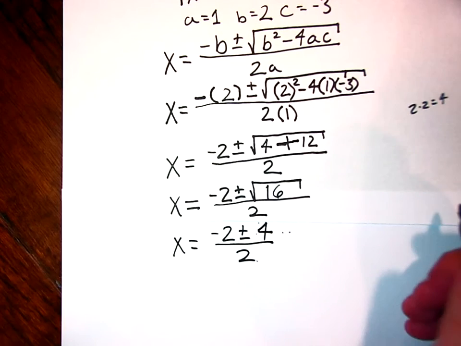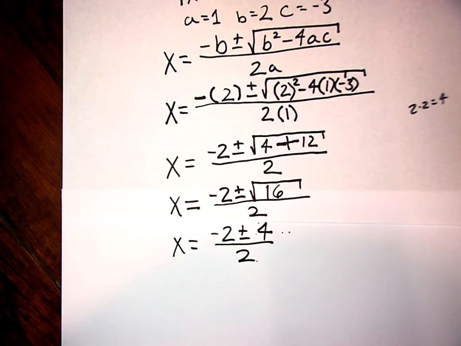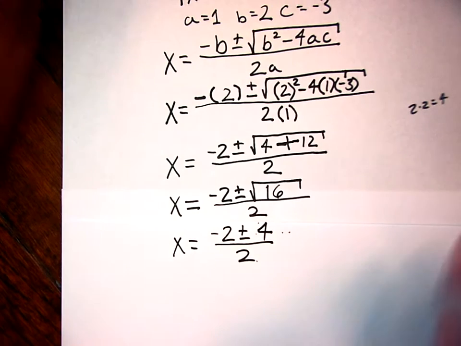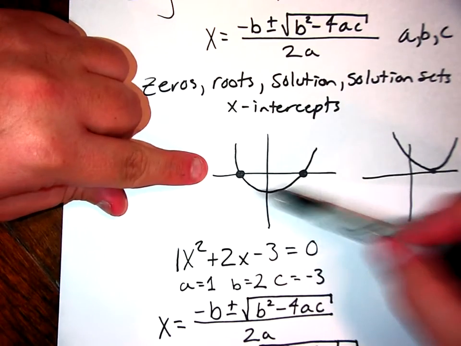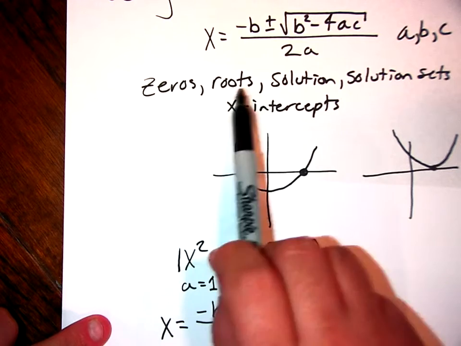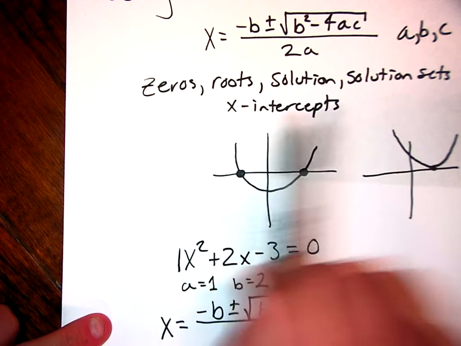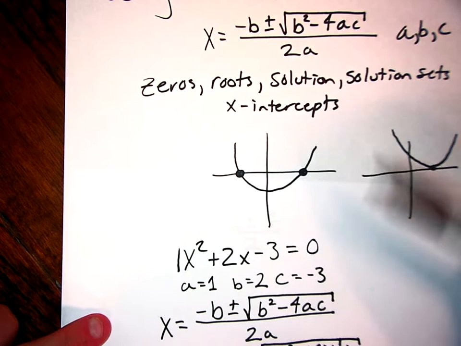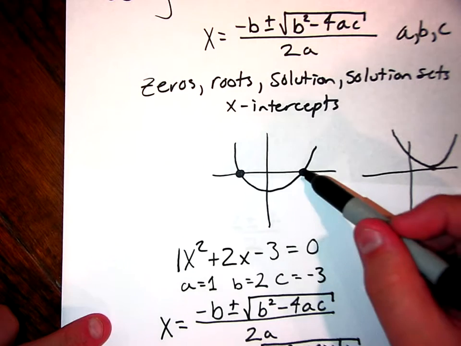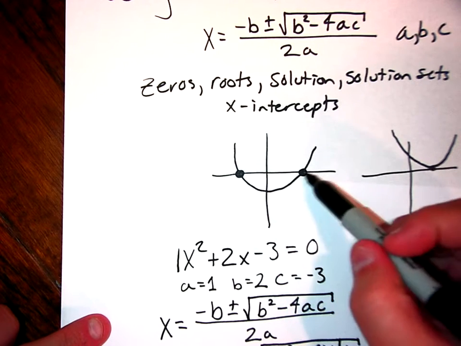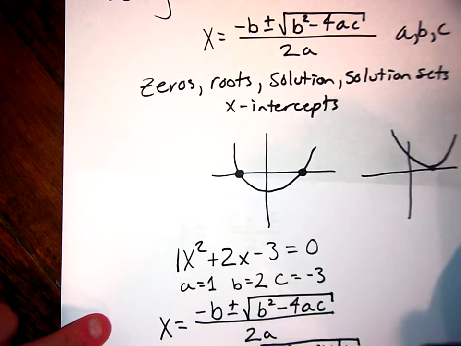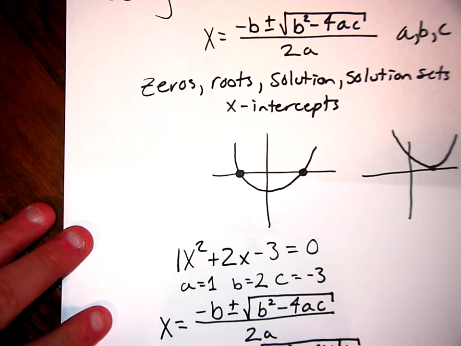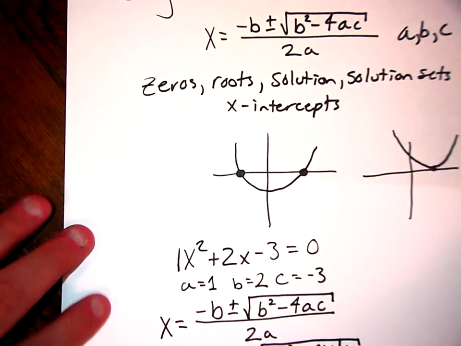Now, here's where we really dig into it. Remember, when we talked about these quadratics, we talked about how you're going to have 2 solutions. We're solving for the zeros, roots, solutions, solution sets, or x-intercepts, and those are all the same thing. And it means these 2 spots where that graph touches my x-axis. So I'm actually going to end up with 2 answers. So how do I get those 2 answers?